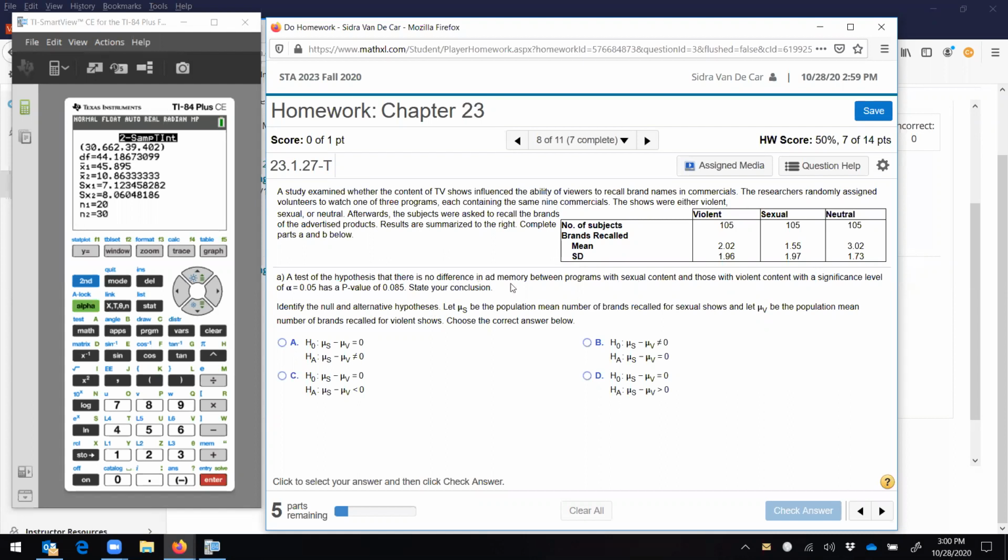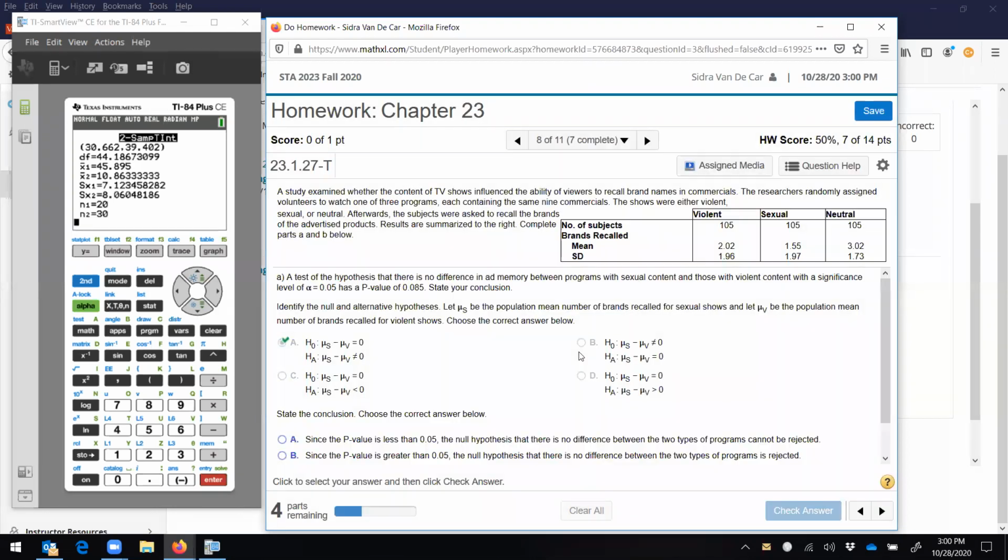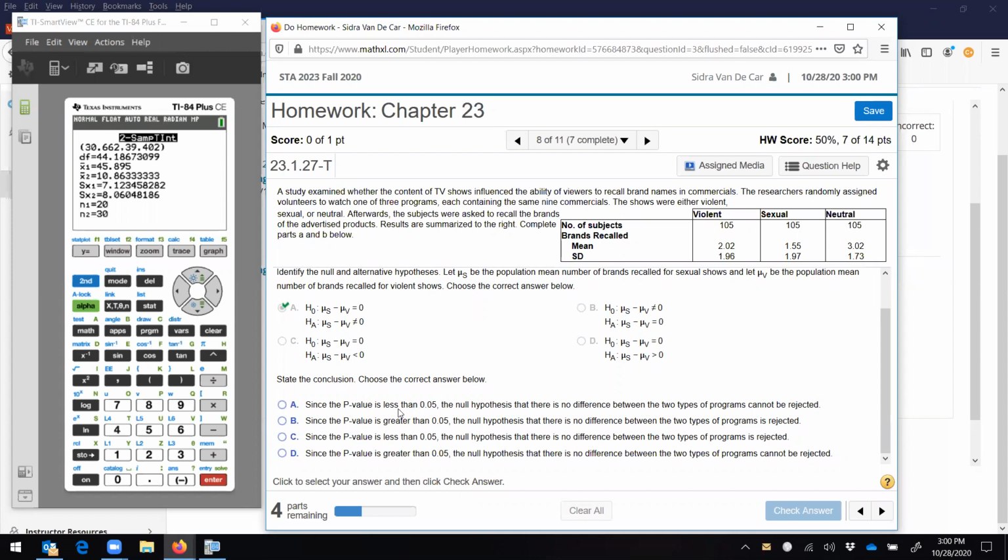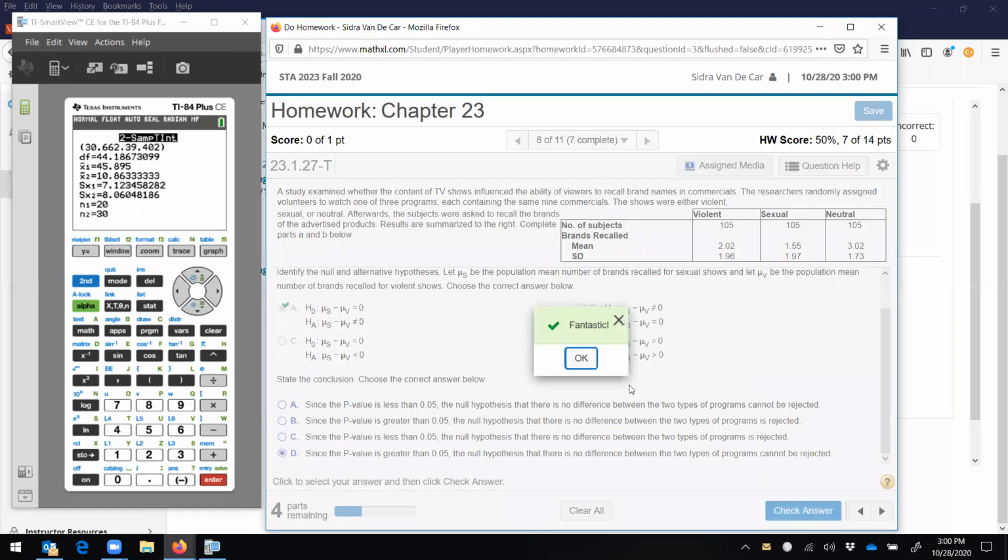Okay. A test of hypotheses that there's no difference in ad memory between programs with sexual content and those with violent, with significance level of 0.05, has a p-value of 0.085. Okay, so our null hypothesis... All right, it didn't conjecture one was bigger than the other, so it should be a two-tailed, does not equal. Since our p-value is greater than 0.05, we cannot reject the null hypothesis.